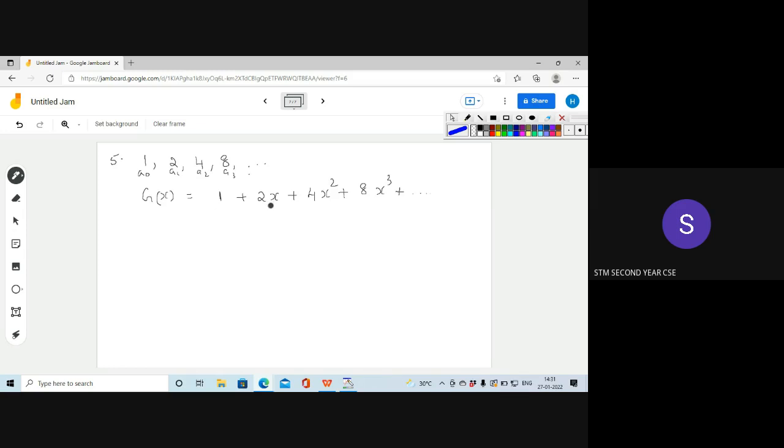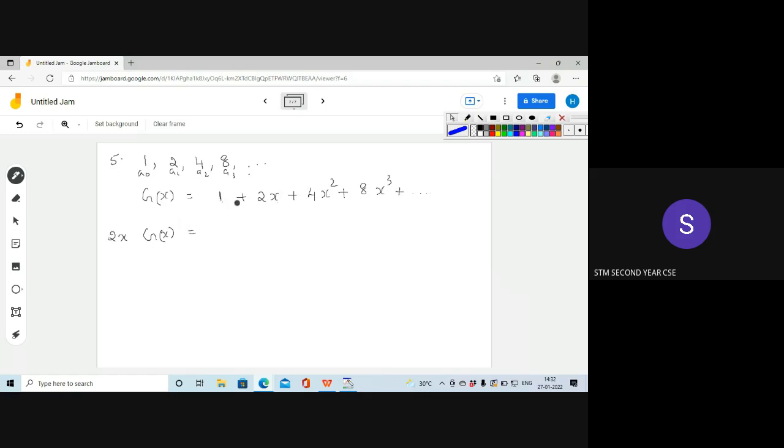Next, look at this term. I want to cancel out the infinite series. So to cancel this 2x, I must multiply this 1 by 2x. Earlier, I wanted to cancel x, so I multiplied this 1 by x. Now I want to cancel 2x, so I should multiply g of x by 2x so that I can cancel the other terms.